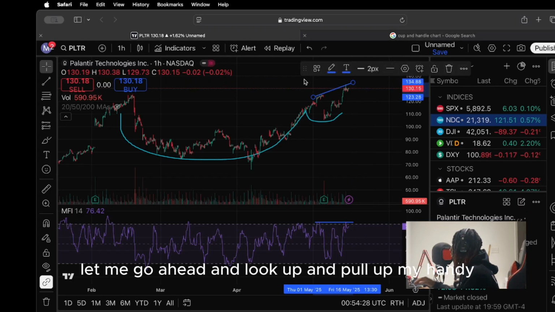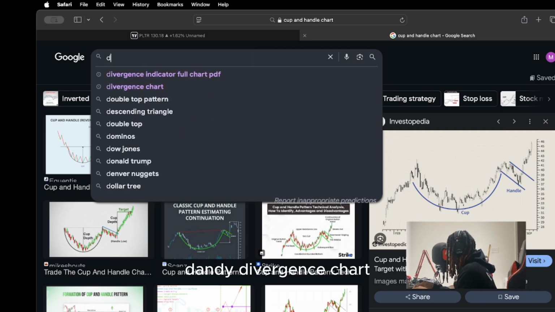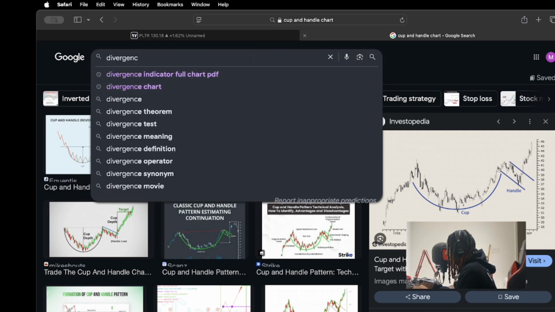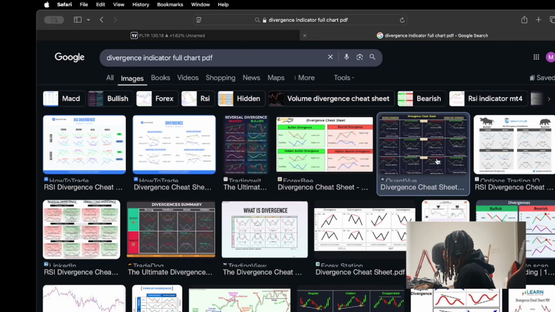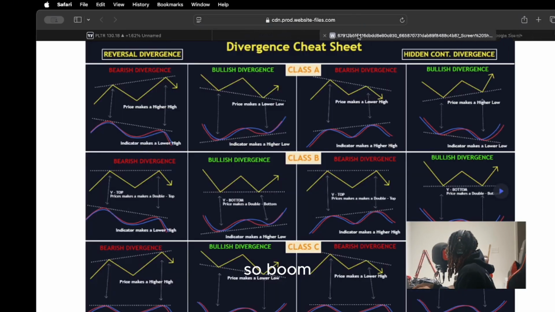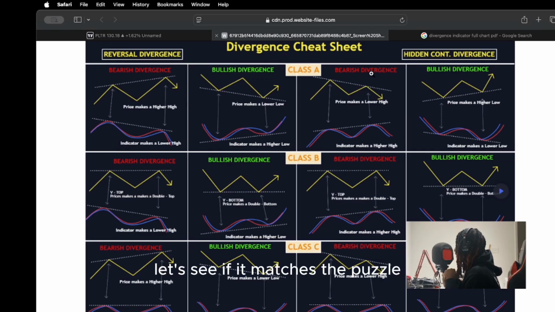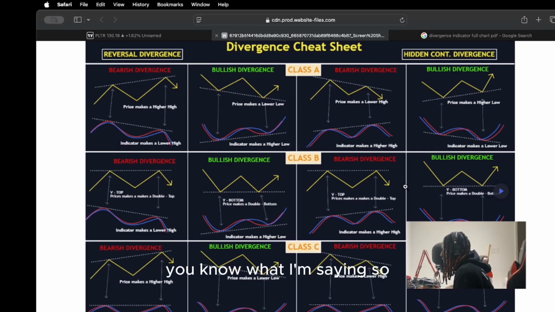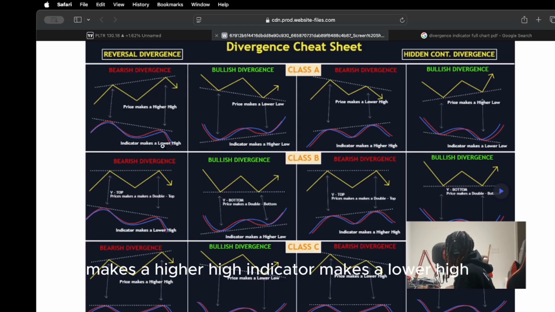Let me go ahead and pull up my handy dandy divergence chart. So boom. Let's see if it matches the puzzle. You know what I'm saying? So let's look for bearish divergence. We see a continuation. It makes a higher high. The indicator makes a lower high. But in this case, the indicator makes a double top.